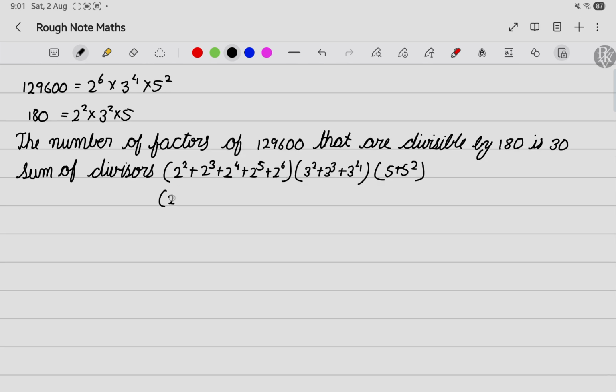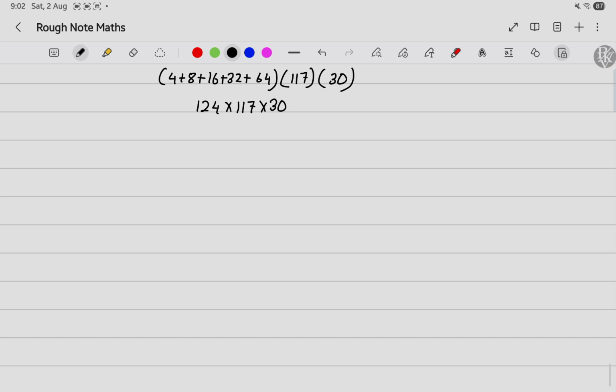So that will be 4 plus 8 plus 16 plus 32 plus 64. And this will be 117 if I add all those up. And this will be 30. We just need to find this. And that will be 124. When you take the product of this, you will get the sum of divisors. You can multiply and check. The product will be 435240.